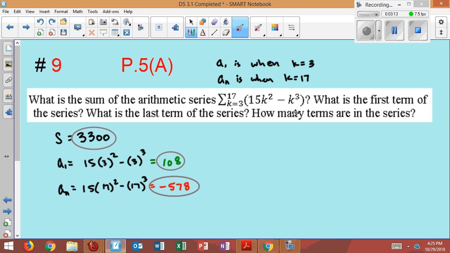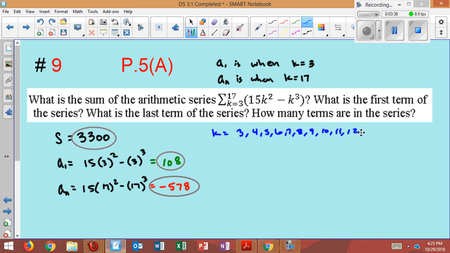Now let's determine how many terms there are in this series. If you remember, if you wrote them all out, you can count them out, but it's this number: 17 minus 3 plus 1. Now why is it plus 1? It's because when you count, you have to count the 3. So let's write these out. These are the k values. 3, 4, 5, 6, 7, 8, 9, 10, 11, 12, 13, 14, 15, 16, and finally 17.